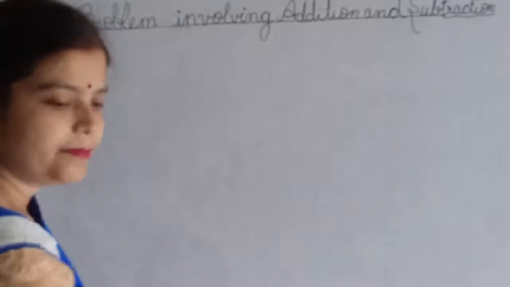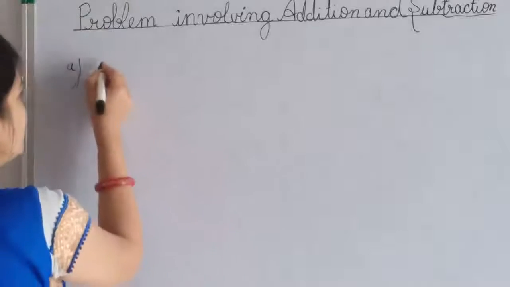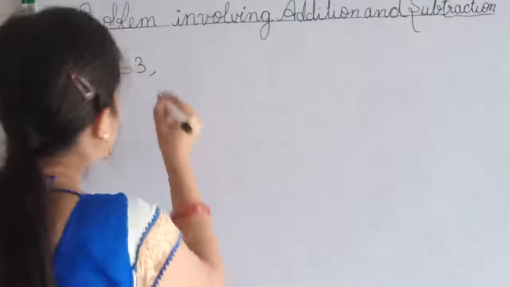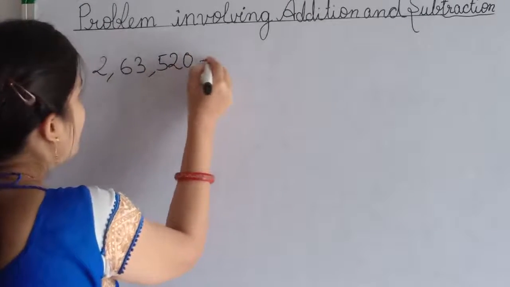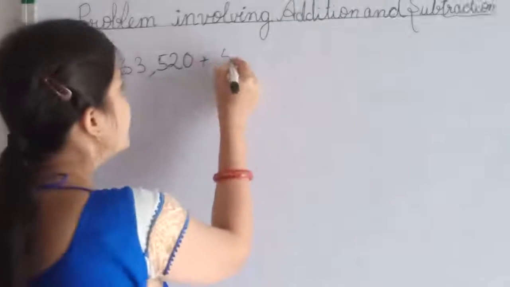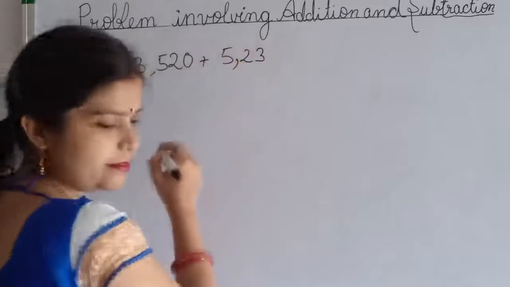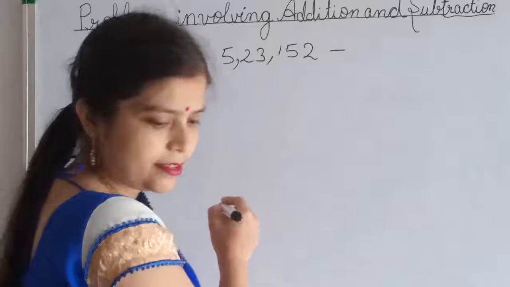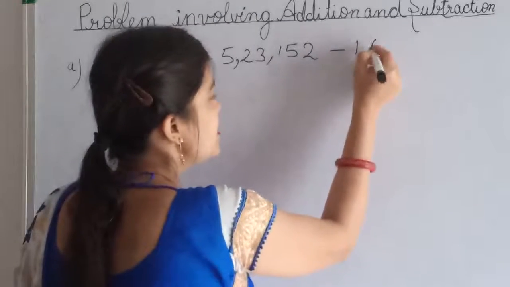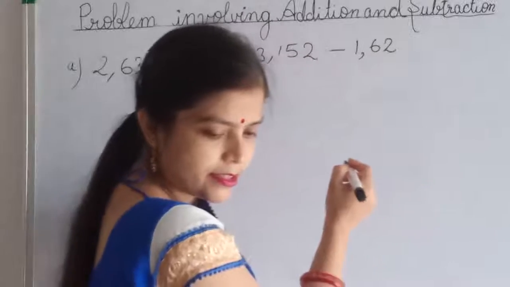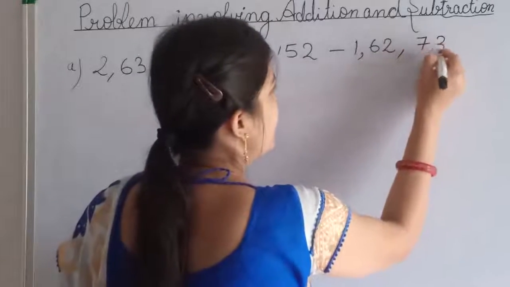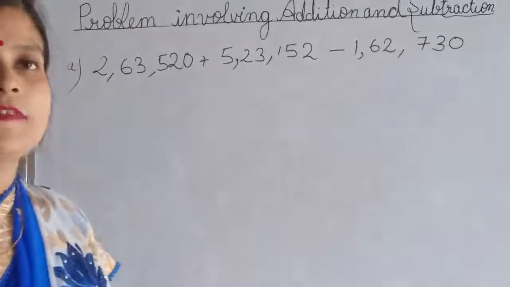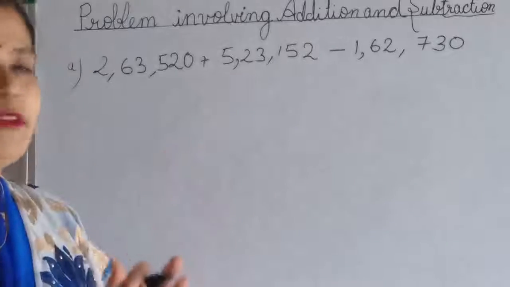It is written over here, 2,63,520 plus 5,23,152 minus 1,62,730. Here you can see both signs, plus sign and minus sign. Okay. First we have to do addition. First of all we have to do addition.